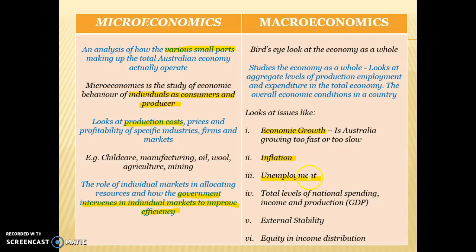If we're looking at the level of unemployment just in the mining industry, that would be a microeconomic question. Or the level of unemployment in the retail industry, that would be a microeconomic question. But the total level of unemployment is a macroeconomic one. And we're looking at total levels of national spending, income and production. These last two things we will look at a bit later on in the year, external stability and equity in income distribution. External stability is related to how much debt Australia has to other countries, or owes other countries.